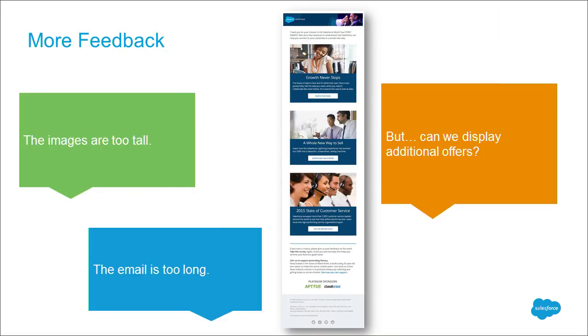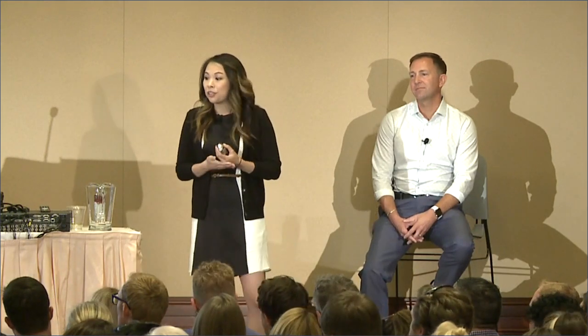Meanwhile, we got more feedback, of course. The images are too tall. Yeah, I can see that, and that made the email too long, right? You had to scroll through it. But we also got an additional request: they wanted to insert more offers. So kind of impossible here, right? How are we going to make the email shorter when we needed to insert more content?